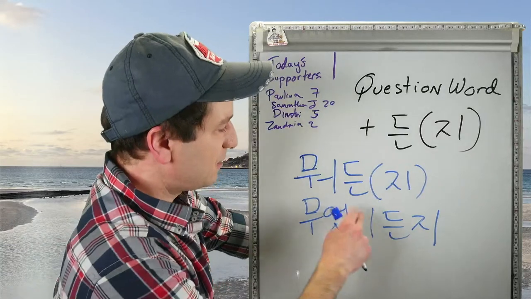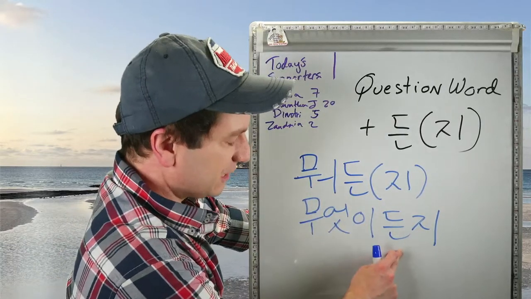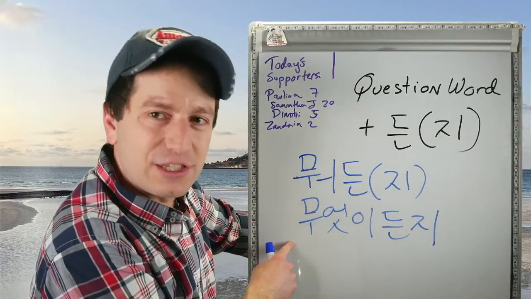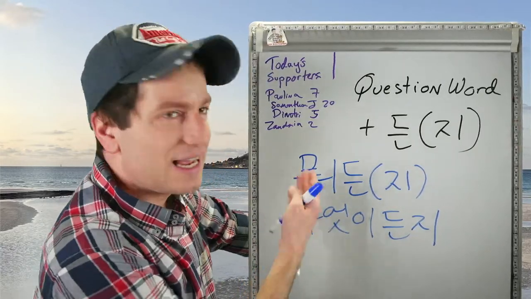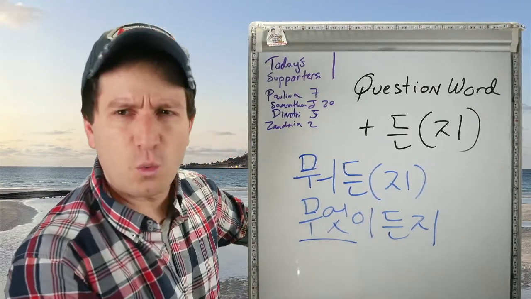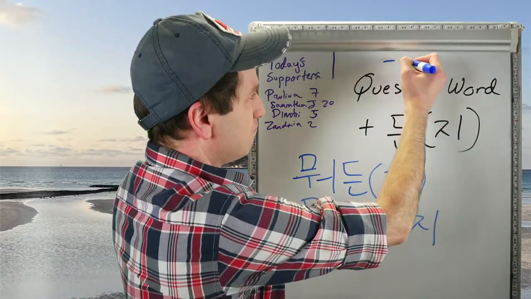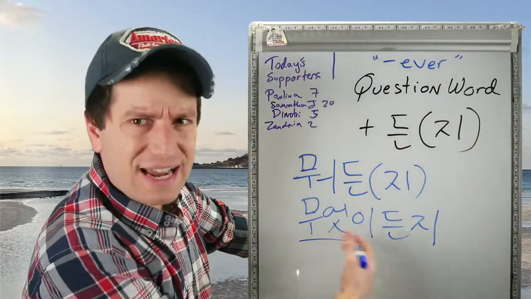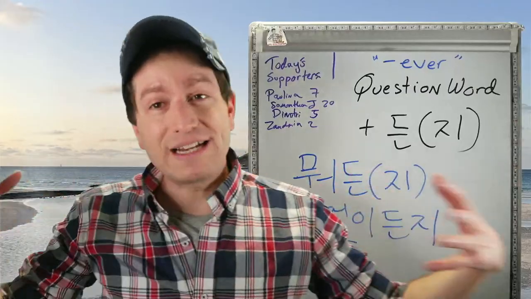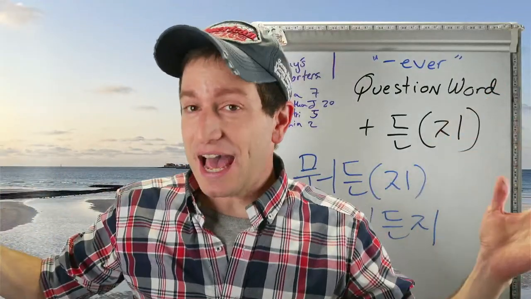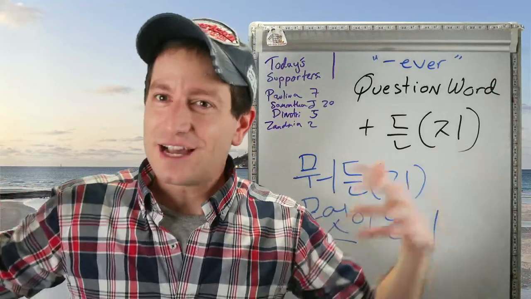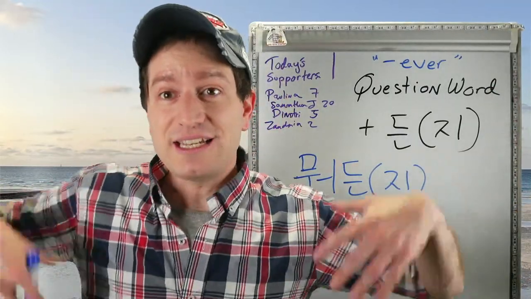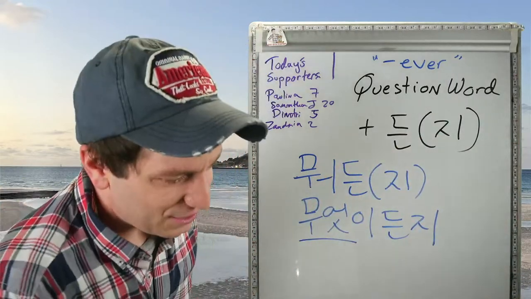뭐든지 or 무엇이든지. You might just hear 뭐든 or 무엇이든. Both of these are okay. 무엇이든지 is a little bit more formal sounding, a little bit less common, but it has the same meaning. And this means what. So what? Ever. Whatever. As in, whatever it is, it's okay, or it doesn't matter, or it's fine, or that's good. 상관없어요. 뭐든지 괜찮아요. 뭐든지 상관없어요.